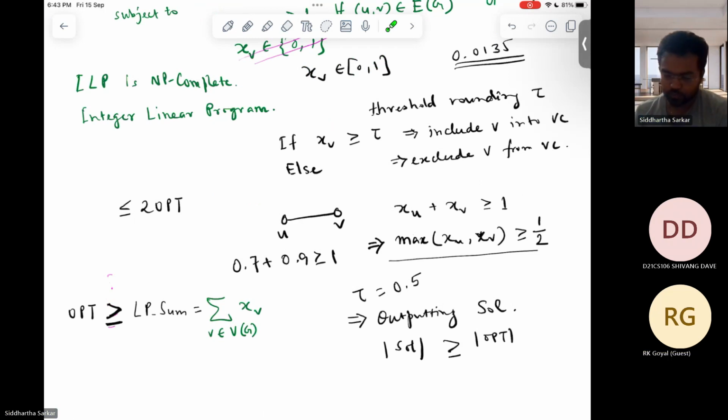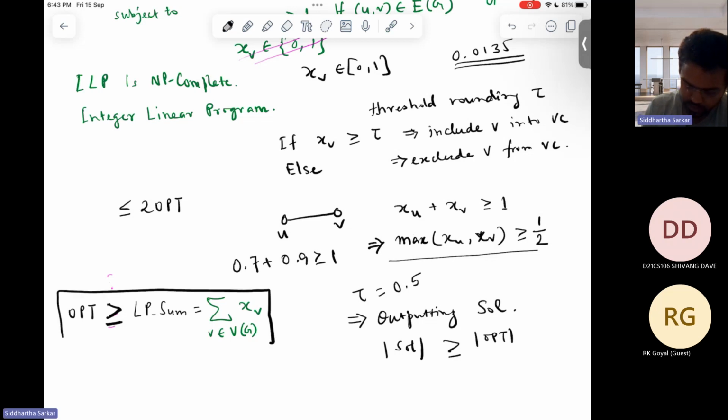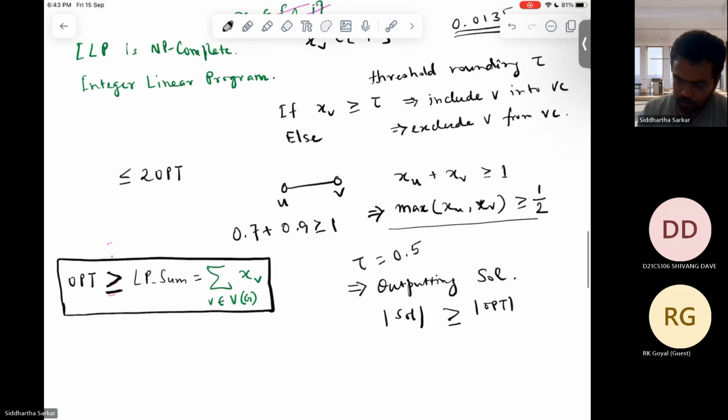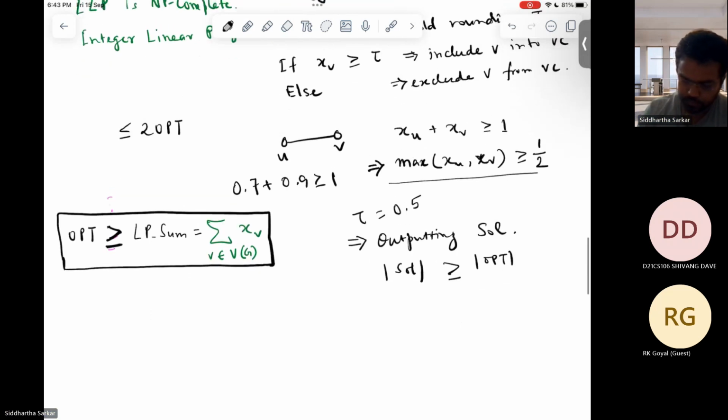So now we have established this relationship that the fractional LP sum is smaller than OPT. Okay. Now consider the LP sum. So what is the LP sum? What is the objective function? The objective function is the sum of these variables.